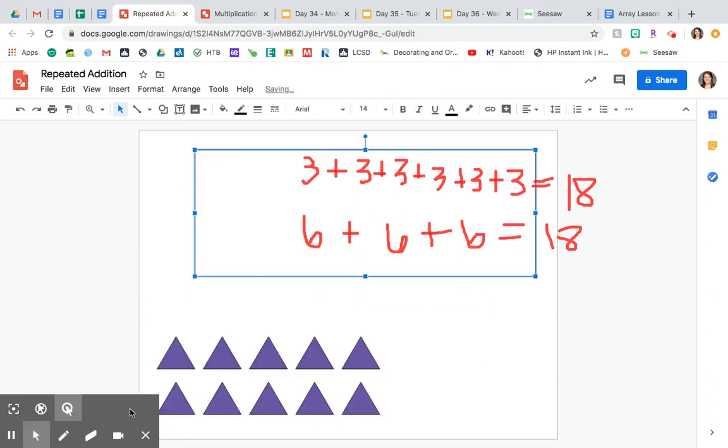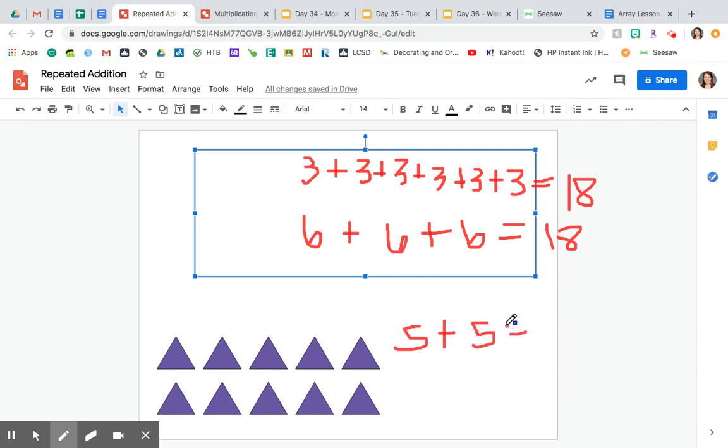Let me move this. So now let's look at these purple triangles. Here I have 2 rows and I have 5 columns. So I can add the number of columns, the number of rows times. So I would have 5 columns plus 5 columns is going to equal 10 objects.